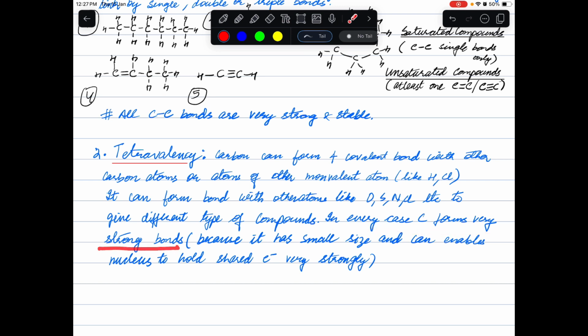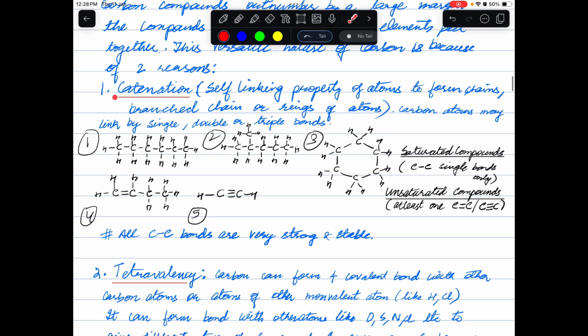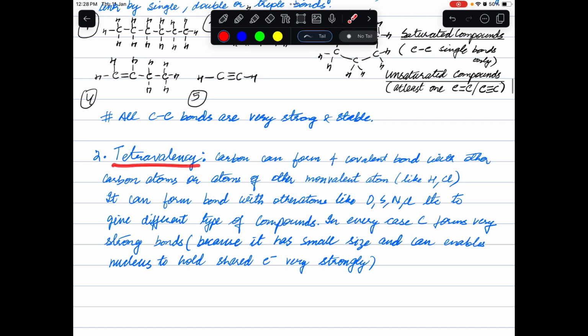Why is carbon able to form a very strong and stable bond? Reason, because it has small size and its nucleus can hold shared electrons very strongly. Any other atom may have size smaller than carbon or bigger than carbon. So therefore, in those cases, the nucleus is not able to hold electrons as strongly as in the case of carbon. Therefore, covalent bonds formed by carbon are very strong. Okay, so these are the two reasons for versatile nature of carbon, that is catenation, self-linking property, and tetravalency.